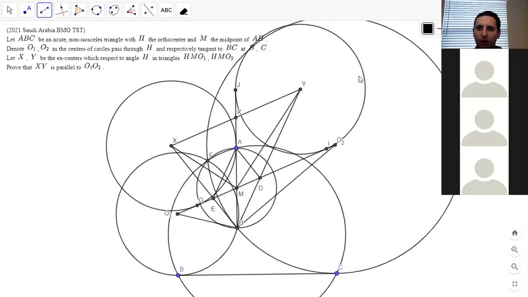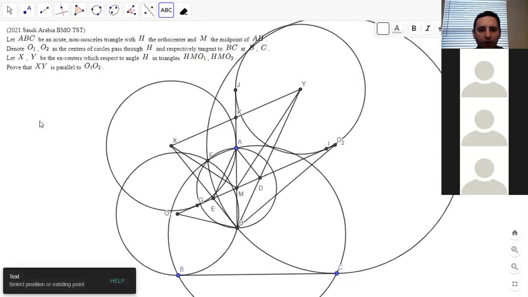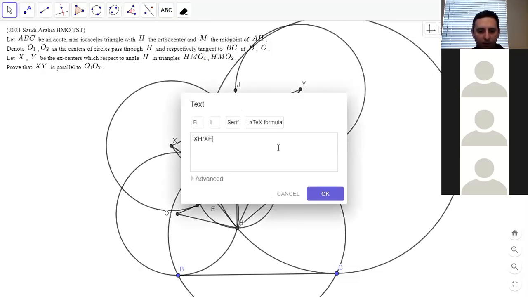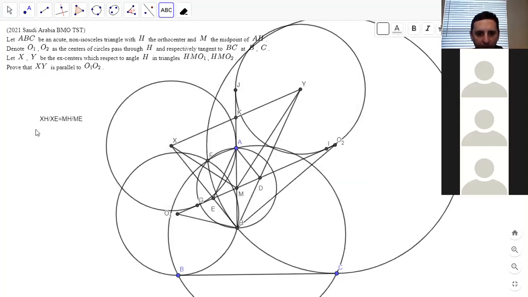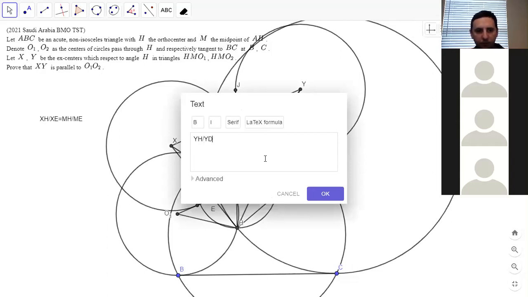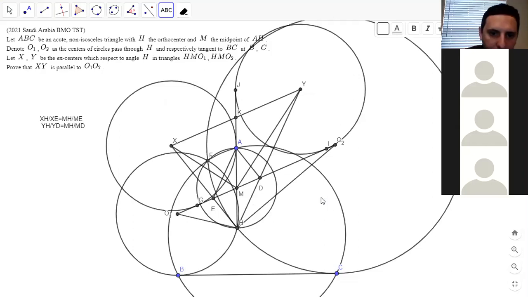I forgot who wrote it in the chat, but basically, because this is an external angle bisector, we have HX over HE, or XH over XE, equals MH over ME. Yeah, okay. Is that right? I think that's right. And then YH over YD is MH over MD. Is that the external angle bisector theorem?